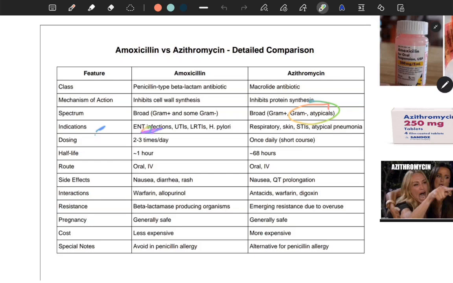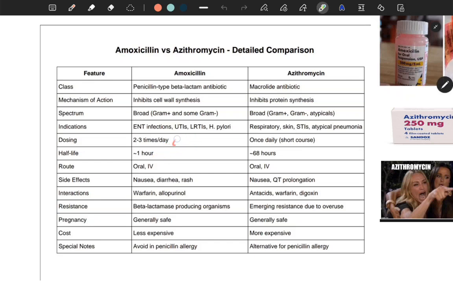Indications for amoxicillin: mostly ear infections, ENT infections, UTIs, then lower respiratory tract infections, and sometimes it is also prescribed for cholera. But azithromycin is mostly for respiratory, skin, some sexually transmitted infections, and atypical pneumonias. Mostly the use of azithromycin is in atypical pneumonia. It's very good because it can work on a broad variety of bacteria, gram positive as well as gram negatives, in which amoxicillin is not able to work.